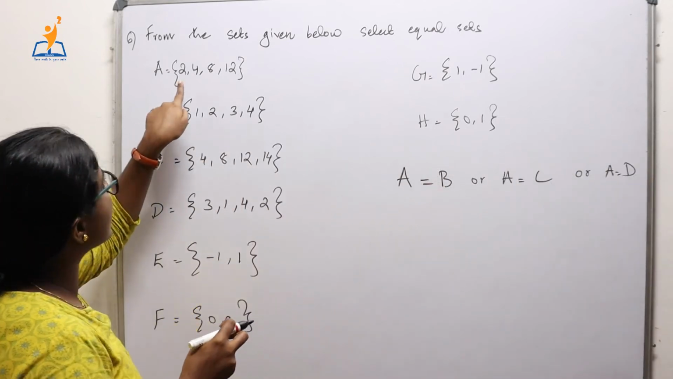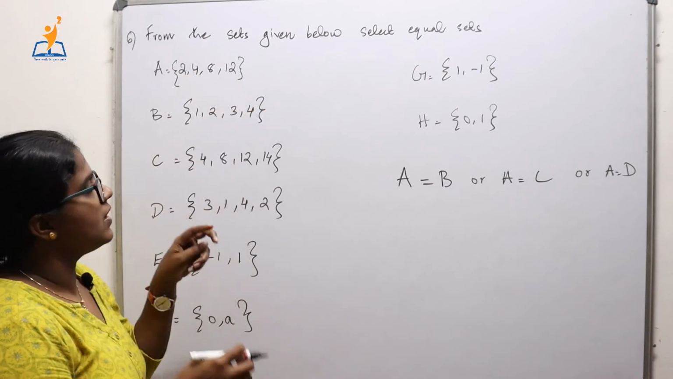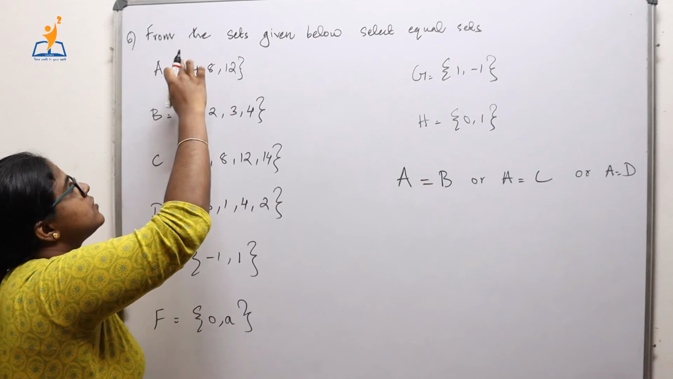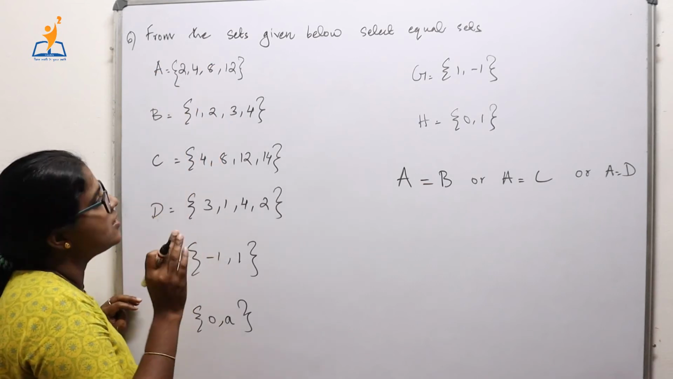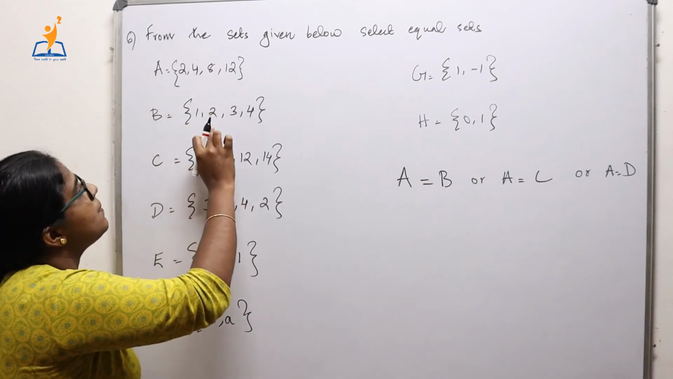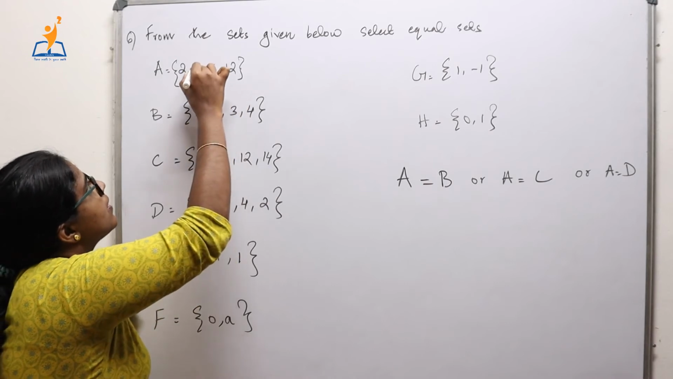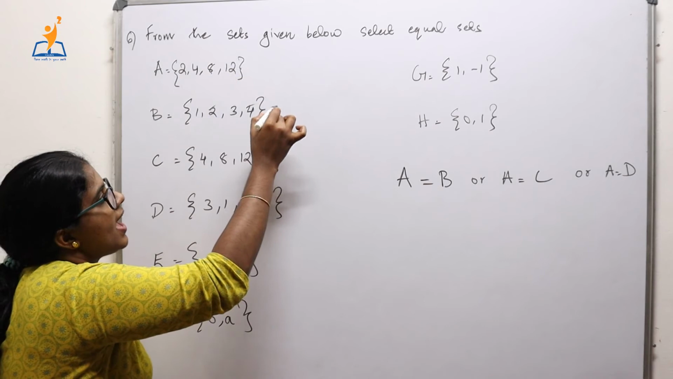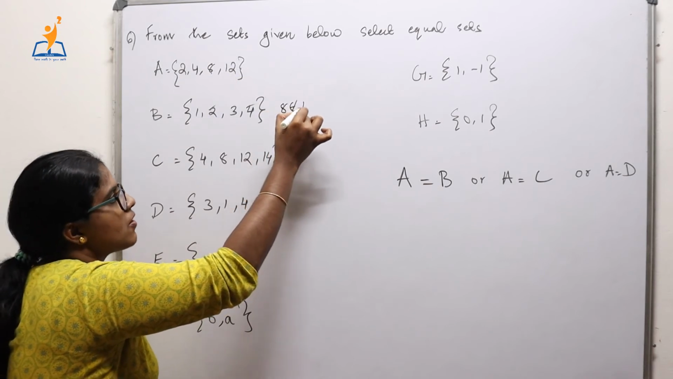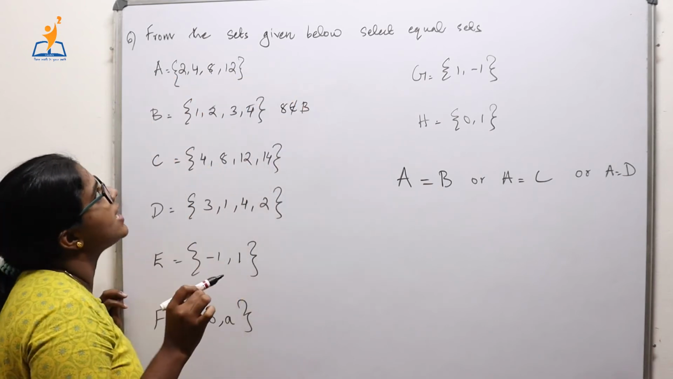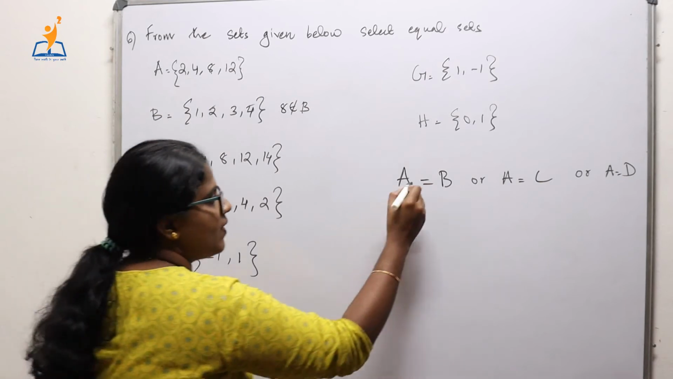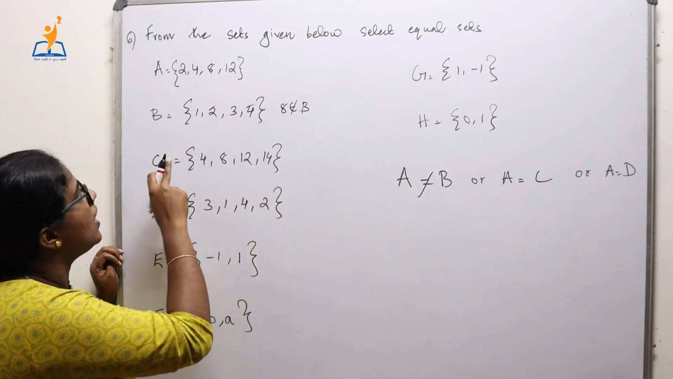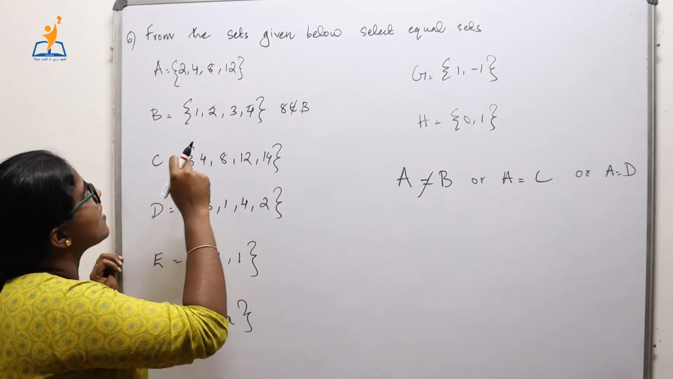Now A contains 2, 4, 8, 12. We have to check whether B, C and D contains 2, 4, 8 and 12. Here in B we have 2, in B we have 4, in B we do not have 8. 8 does not belong to B but 8 belongs to A. So we can clearly say that A not equal to B.